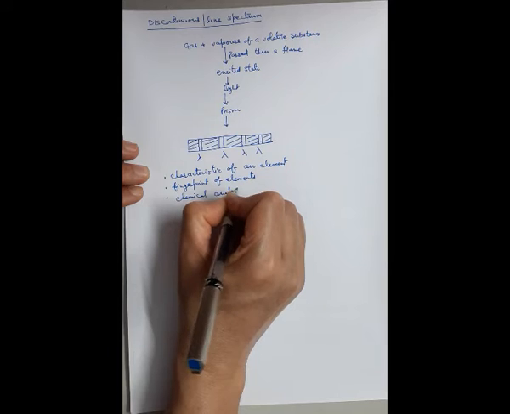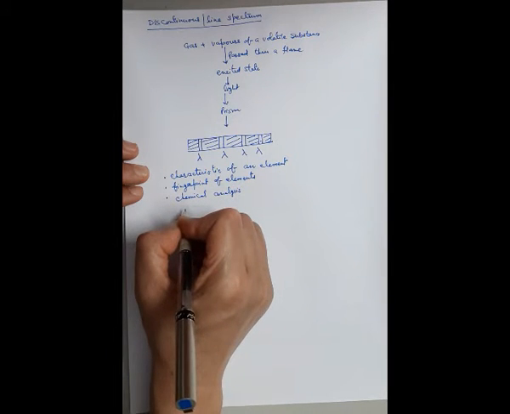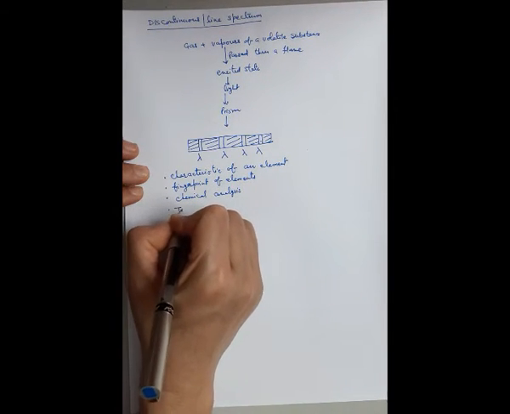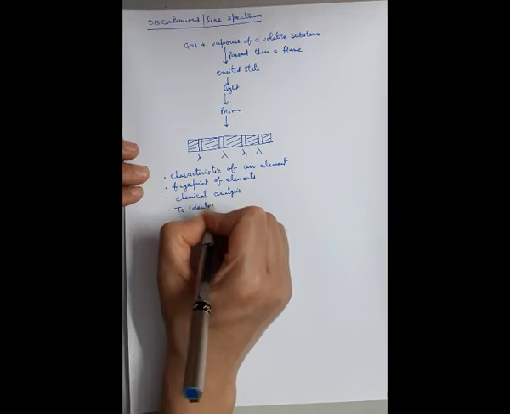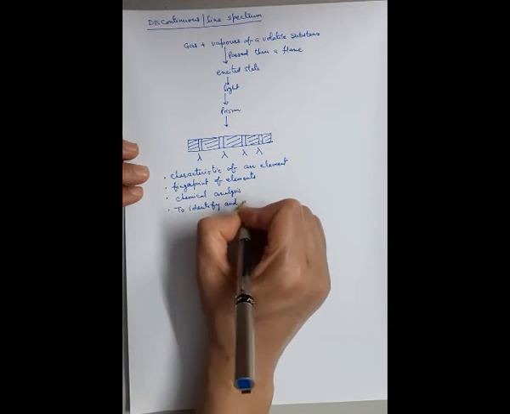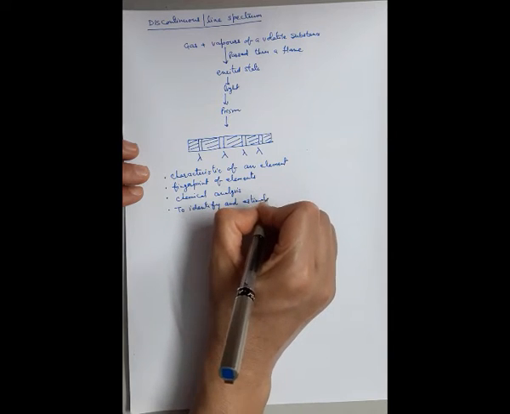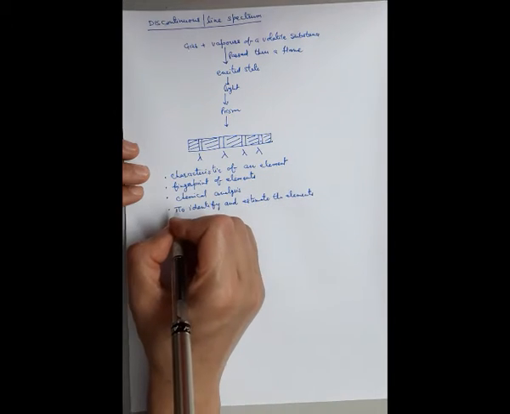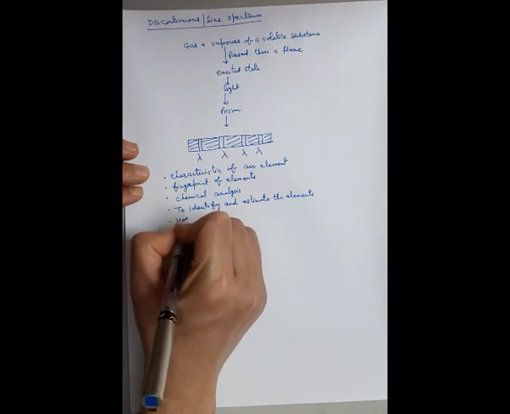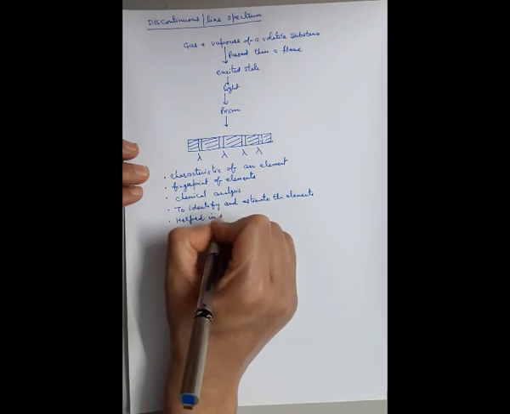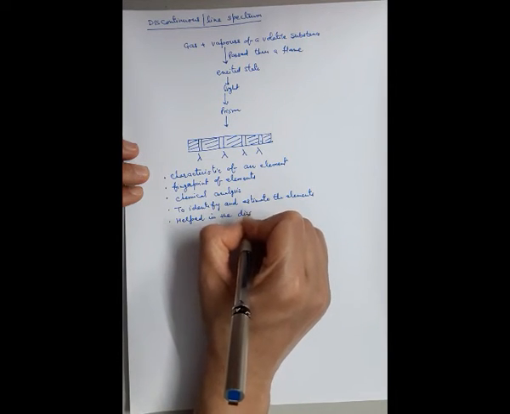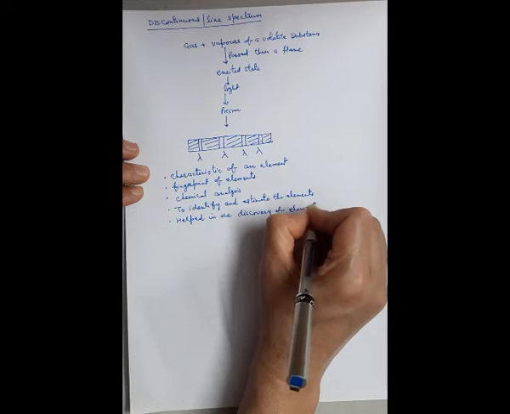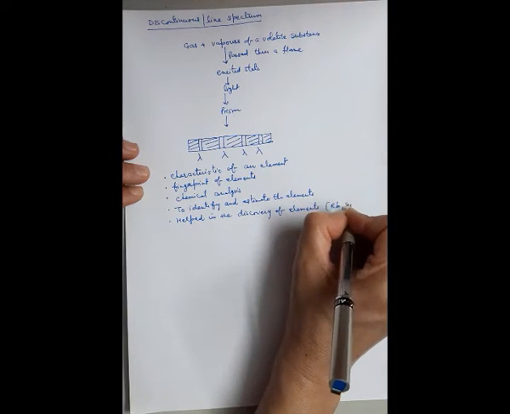If you have a sample in which more than one element is present, then you can identify which elements are present. So I can also say, to identify and estimate the elements present in a sample. It has also helped in the discovery of elements like rubidium and cesium.